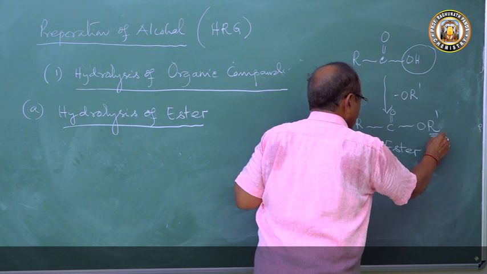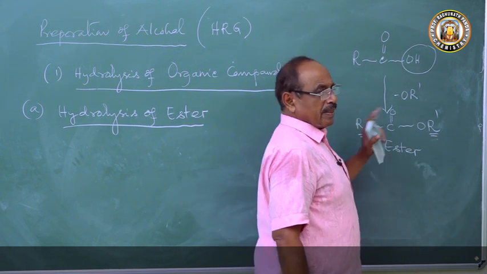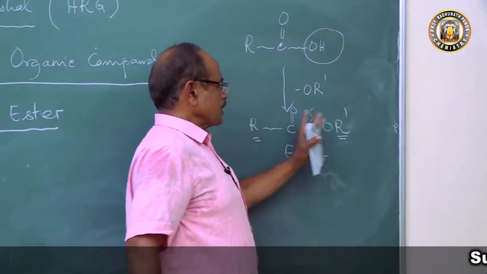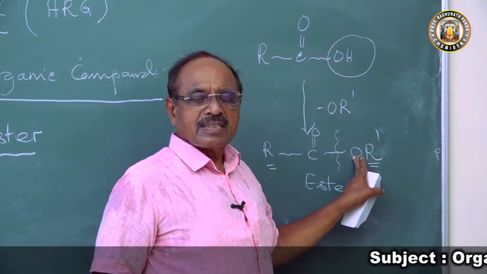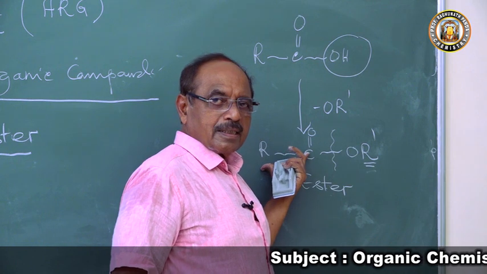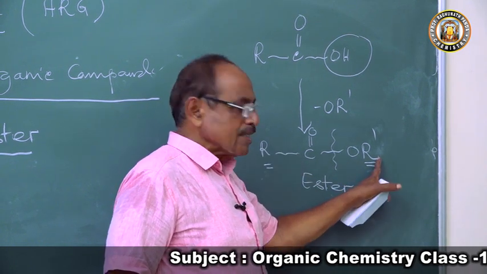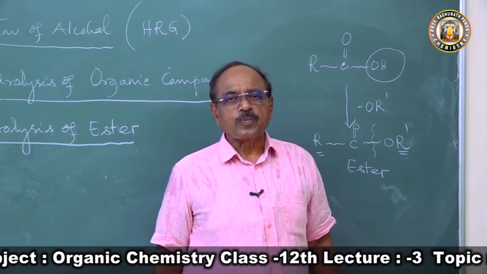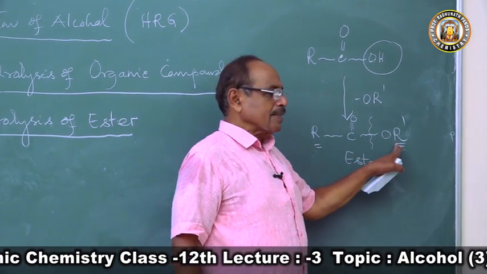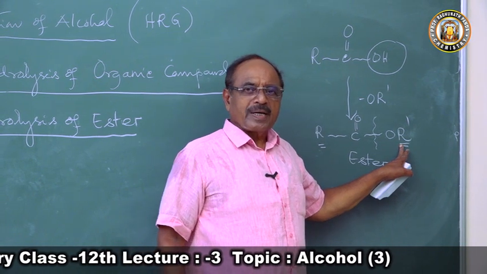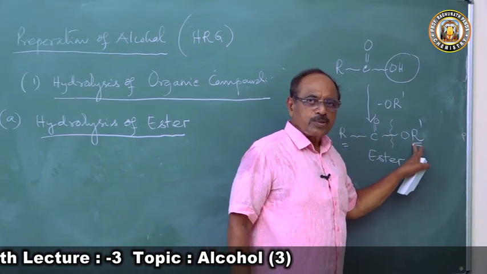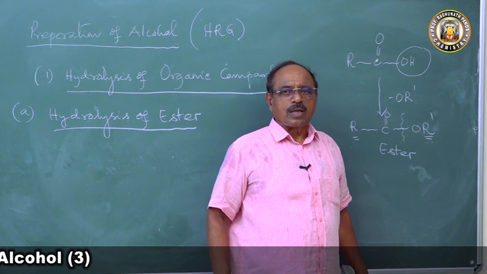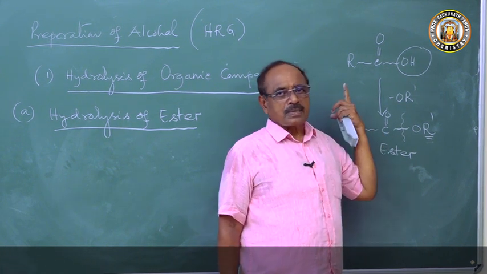So this R dash may be identical or R dash may be different. Which part will break? This alkoxy part will give us the alcohol, and this is the carboxylic part. So this R will not give us alcohol, this R dash will give us alcohol. Depending upon what alcohol we want to prepare, suppose you want to prepare methyl alcohol, then your R dash will be CH3. If we want to prepare ethyl alcohol, then our R dash will be C2H5. The alkoxy part will give us the alcohol, and the carboxy part will give us the carboxylic acid.